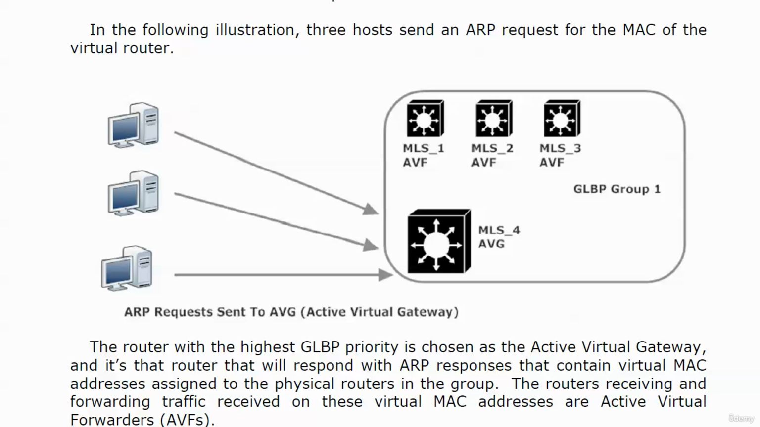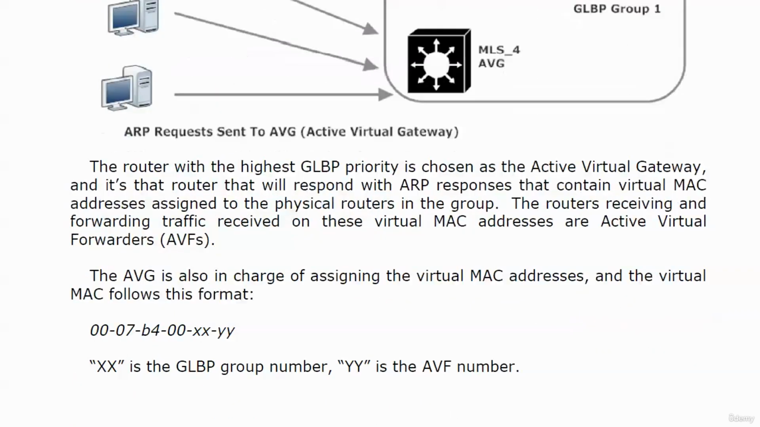Now, those AVFs, they're the routers that are receiving and forwarding traffic received on these virtual MAC addresses, because what the AVG does, it assigns a virtual MAC address to every router in this group that can potentially act as an AVF, an active virtual forwarder. And then it's that router, the AVG, that sends ARP responses back, and it contains virtual MAC addresses, not the actual MAC addresses of these routers in the group. Now, the AVG is also in charge of assigning, like I said, the virtual MAC addresses.